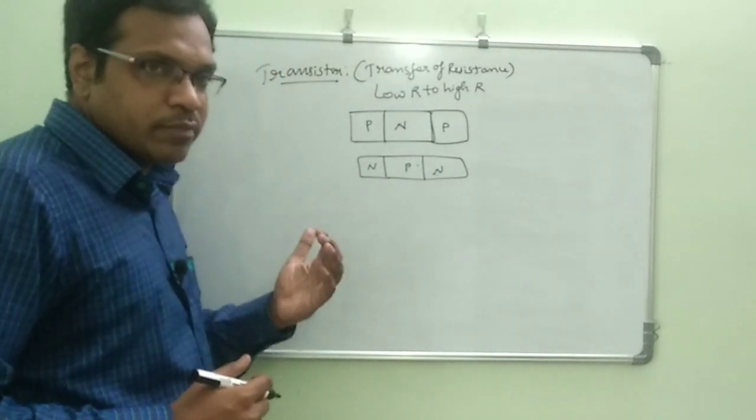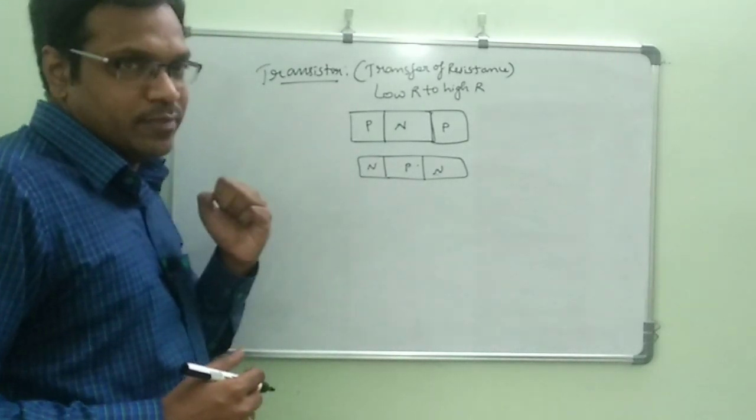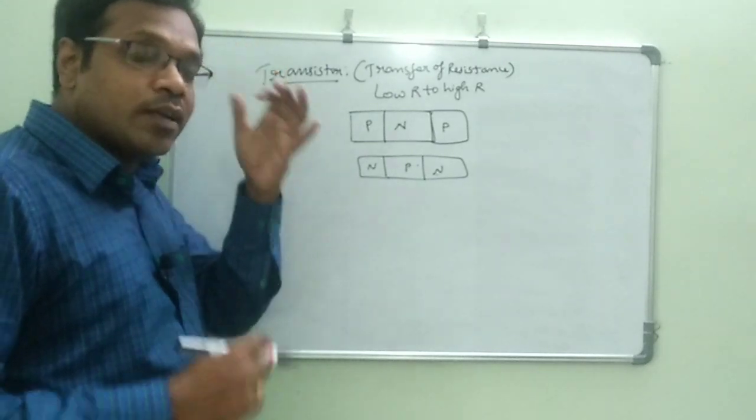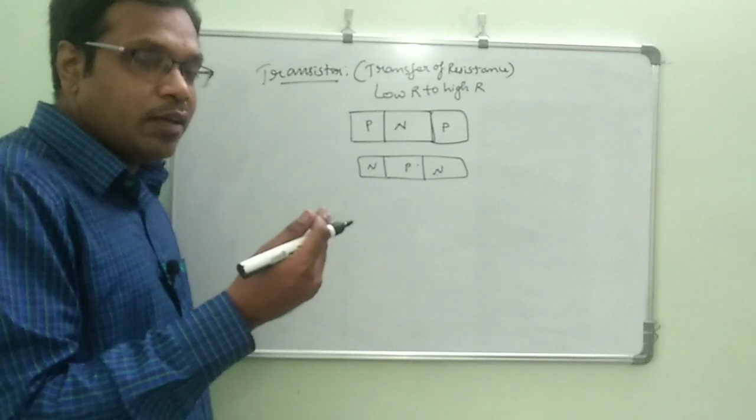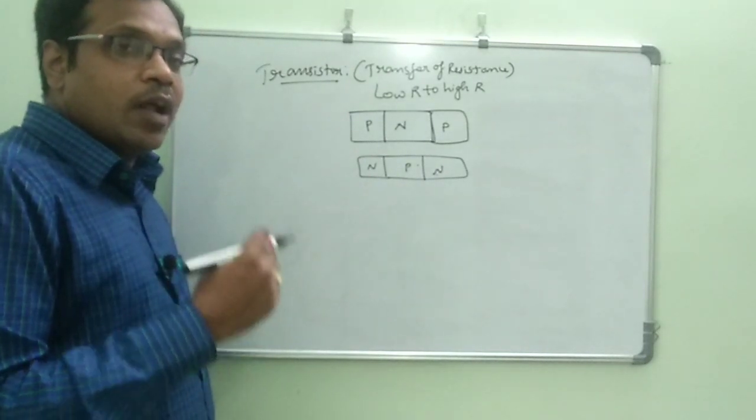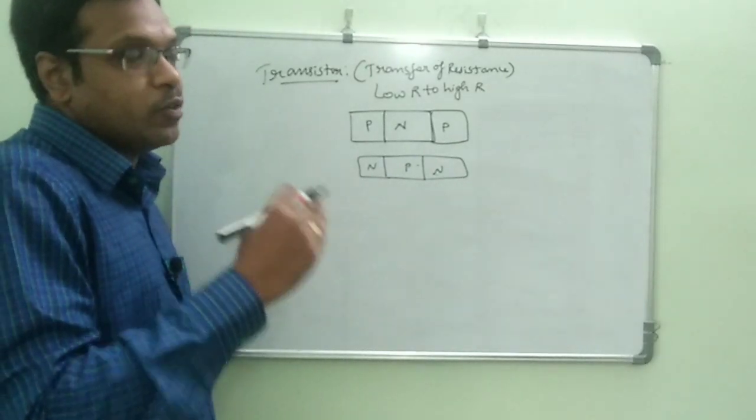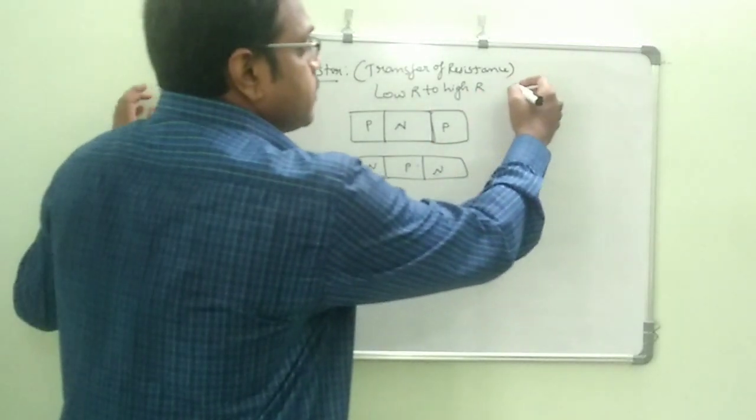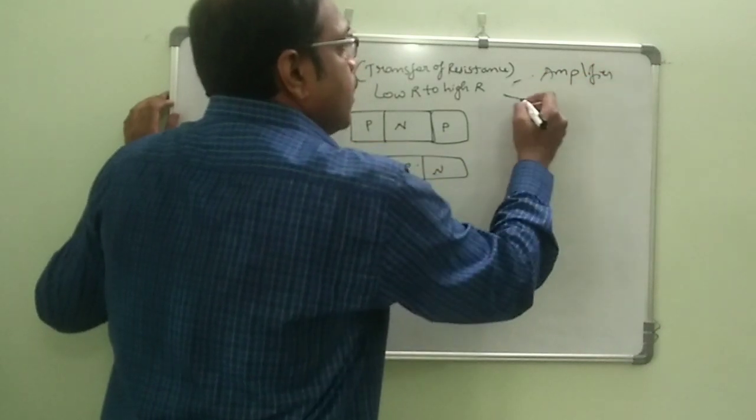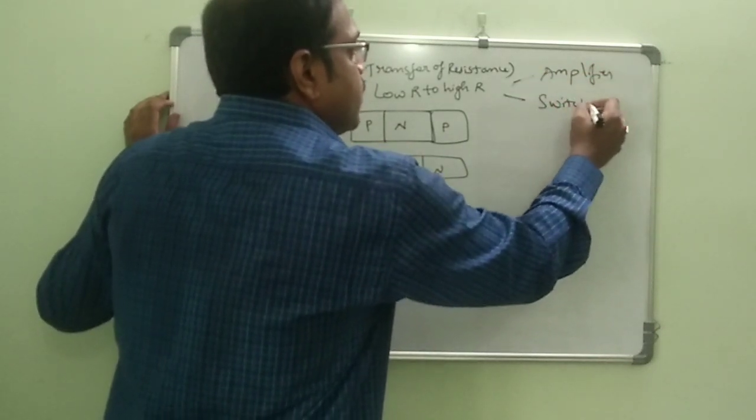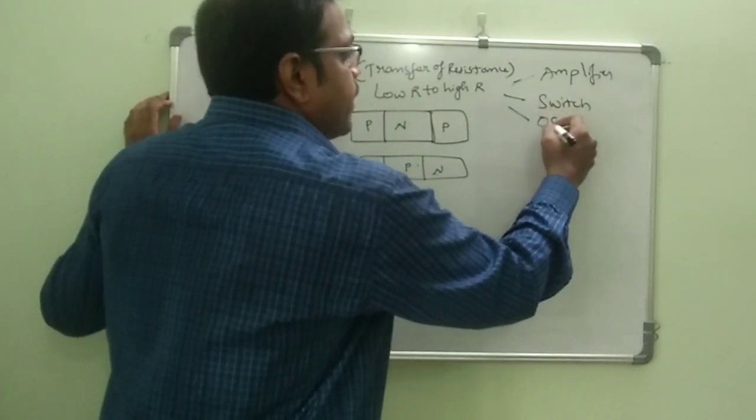We can also use it like a switch, an on and off switch. We can use it like an oscillator. What is an oscillator? Conversion of AC to DC is a rectifier; now DC to AC is an oscillator. So transistor applications: it can be used as an amplifier, as a switch, and as an oscillator.